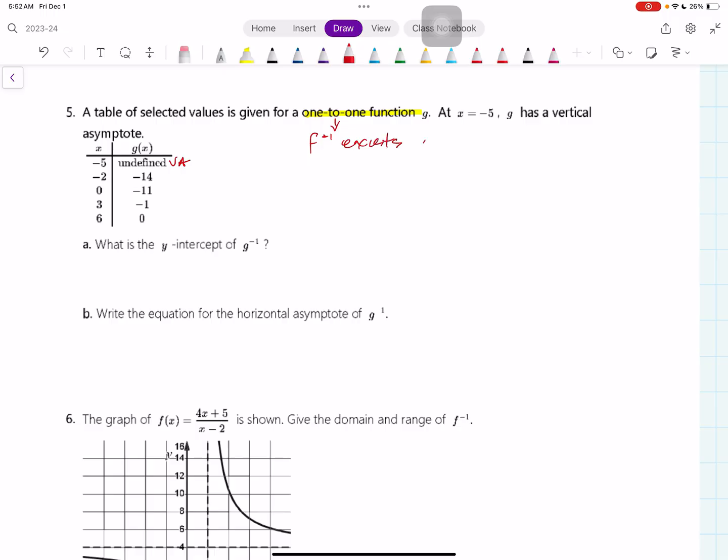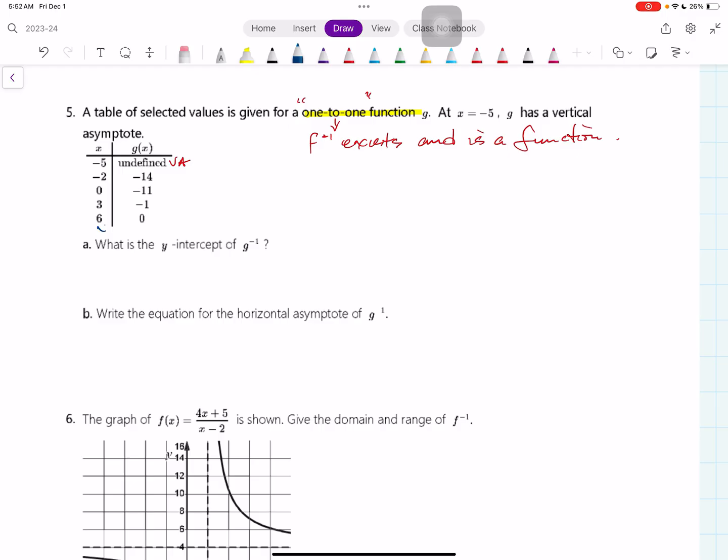Okay, it exists and is a function. That's what this information tells me about one-to-one. All right, and then let's read the problem here. So what does it ask? Part A: what is the y-intercept of g inverse?